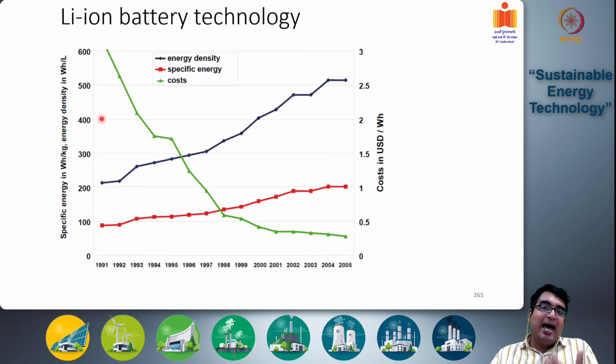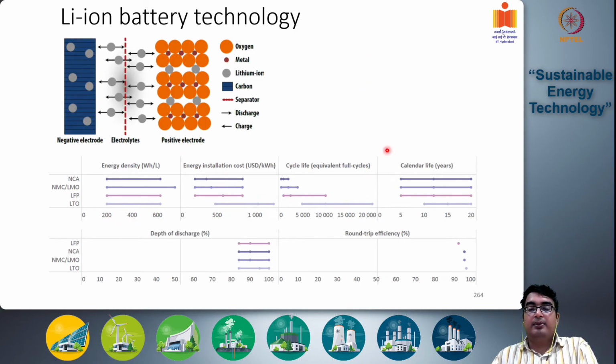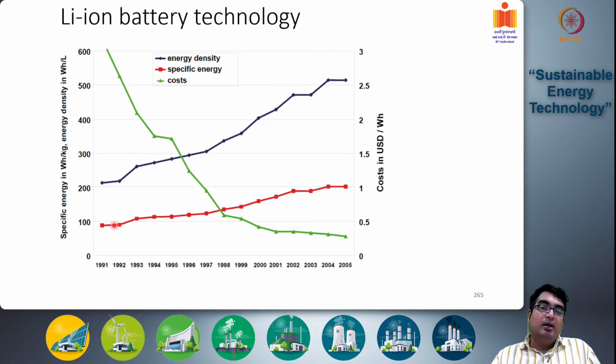And energy densities have increased from 200 watt hours per liter to 500, 550 watt hours per liter. These are the high energy density values. The specific energy in watt hour per kg has also increased to around 200 watt hour per kg. So you can see the improvement from R&D in the first decade of the 2000s has caused the successful commercialization of lithium-ion batteries today.